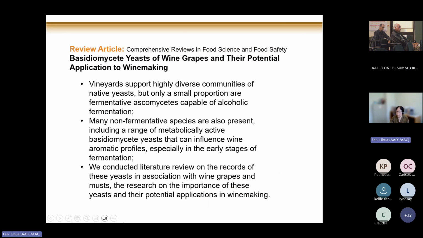Based on our research on yeast communities, the spontaneous fermentation data, as well as literature research, we have recently completed a review paper regarding non-fermentative yeast of wine grapes and their potential application to winemaking. This paper is under review by the journal Comprehensive Reviews in Food Science and Food Safety.